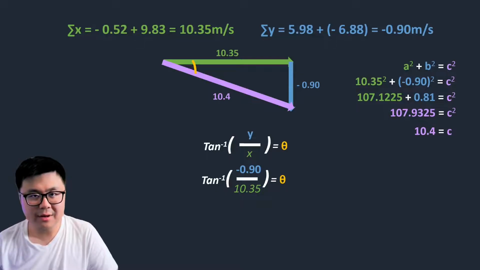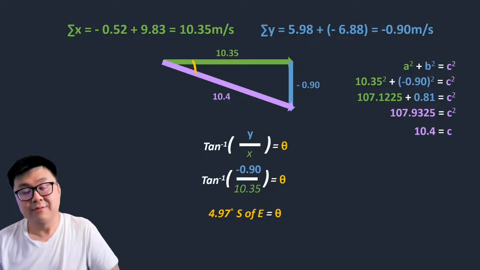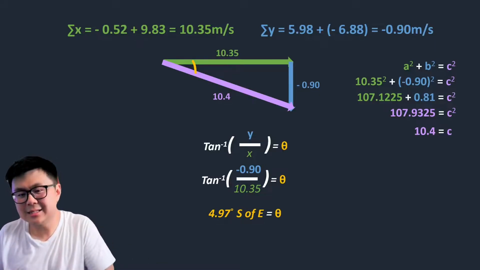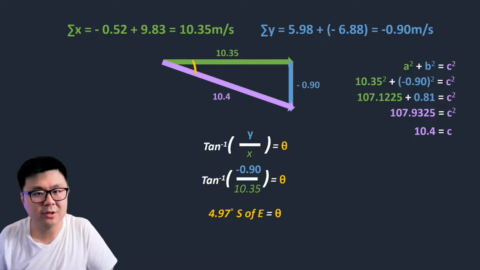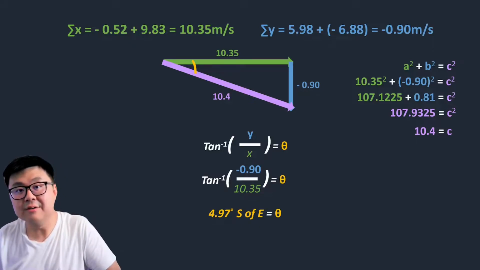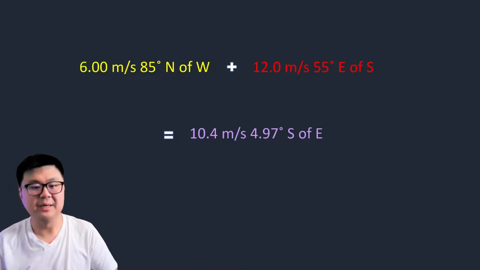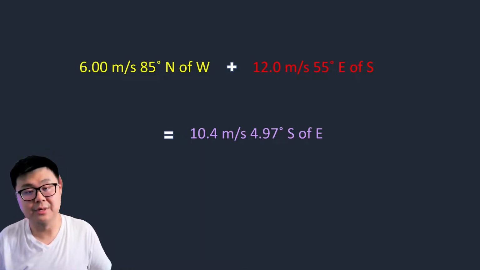Crunch that into your calculator, and we get an angle of 4.97 degrees. For the direction, we're starting at the horizontal, going to the right, which is east, and then we're moving downwards towards the south until we hit our purple vector. So the angle should be 4.97 degrees south of east. So the final answer to this vector addition here should be 10.4 meters per second at 4.97 degrees south of east.